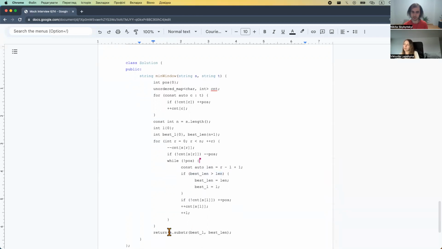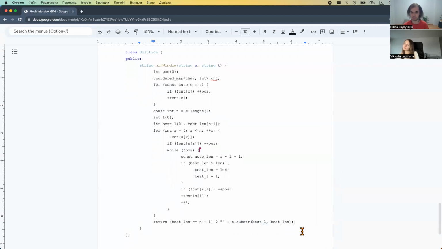And so then here I would have to check if best length is equal to n+1, and I would return an empty string. Otherwise, I would return the actual substring. Because I cannot take from 0 n+1 characters. I don't have n+1 characters. So that would be an error. So I have to use this check.